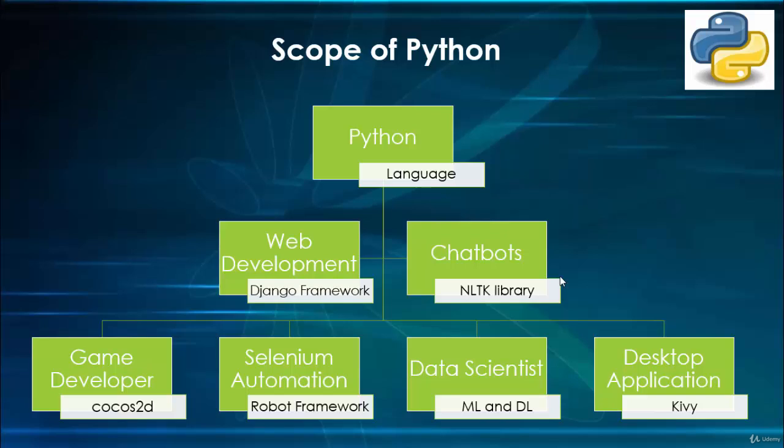Scope of Python: in case you are not an AI aspirant, no worries. Python is not only used by data scientists, it has a very wide range of usage. First one, Python with the Django or Pyramid framework can be used for web development. Then chatbots, which is one of the most trending technologies, which we can develop using the NLTK library. Then if you're a game lover, we can develop games also with the help of the Kivy library.